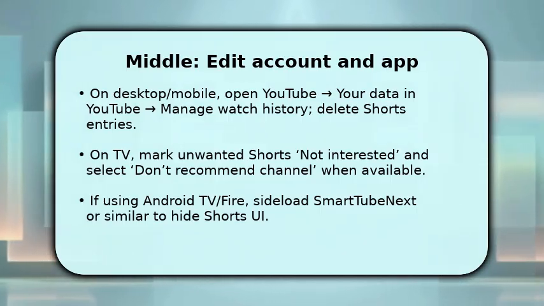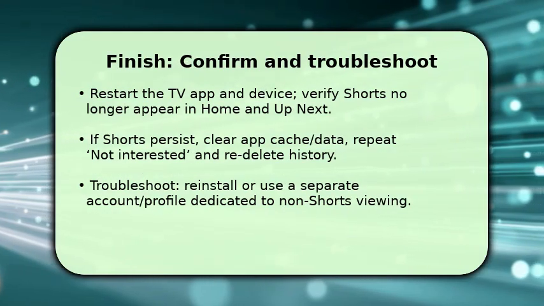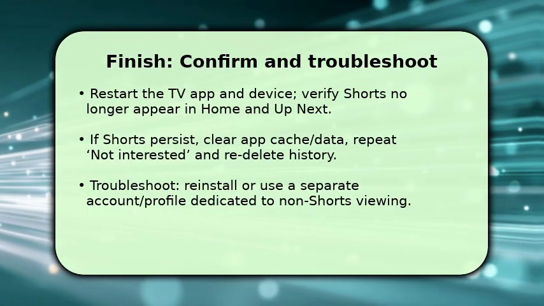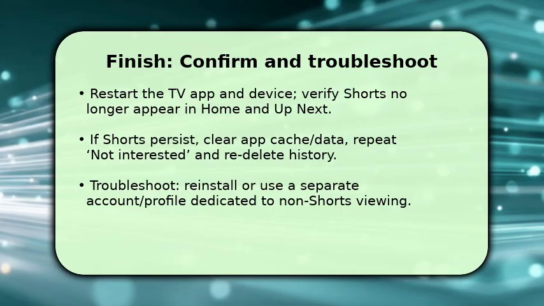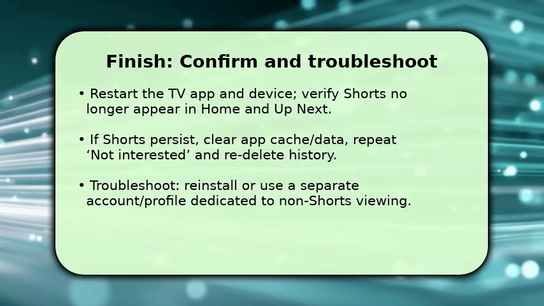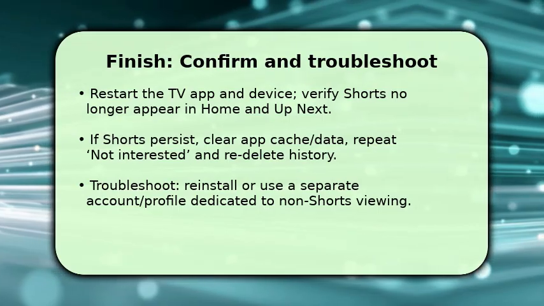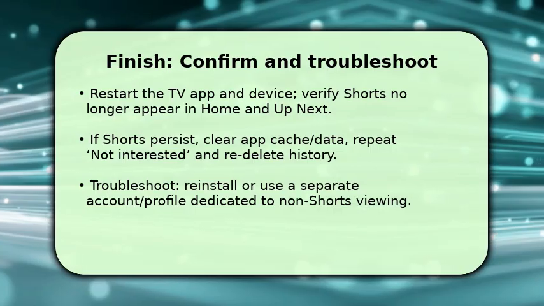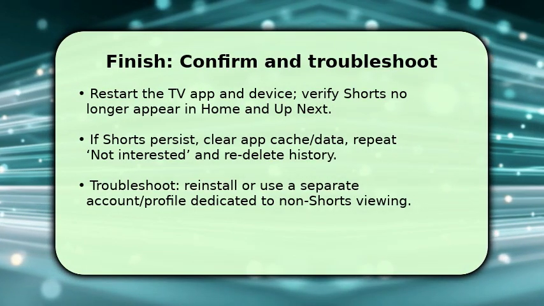Finish by restarting the YouTube app and the TV itself, then browse home to confirm shorts have been reduced or hidden. If shorts still appear, clear the app cache/data on the TV, sign out and back in, and repeat marking Not Interested for recurring shorts. That retrains the feed. For a near-permanent result, create a separate Google profile for TV watching or keep using the sideloaded client. If something breaks, reinstall the app or re-sideload the alternate client.